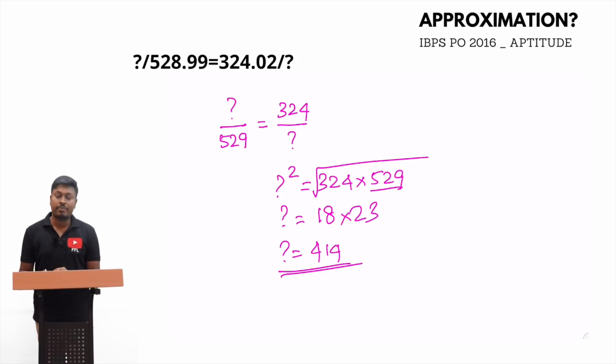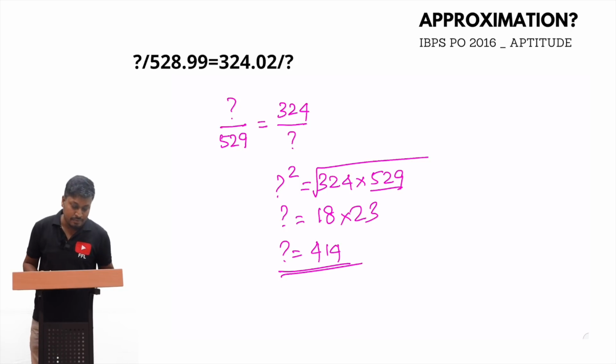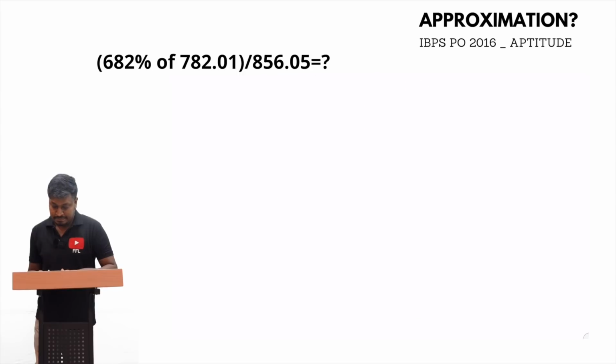So option number D, 414 will be our answer. And when you look at the other options, they are also not nearer numbers. So we can say that 414 will be our answer. Got it? So next question.